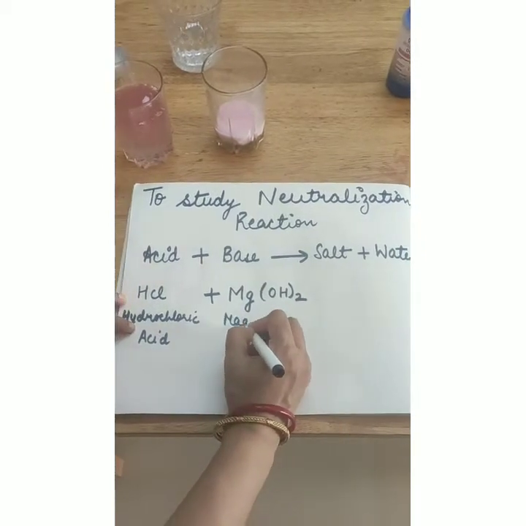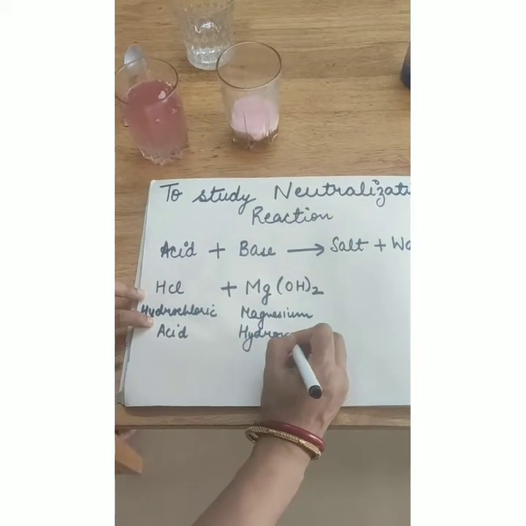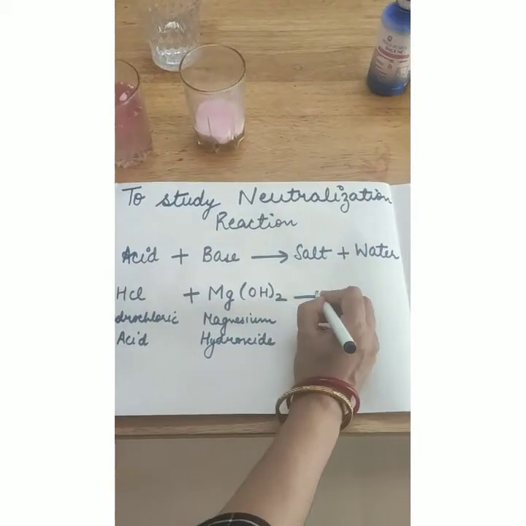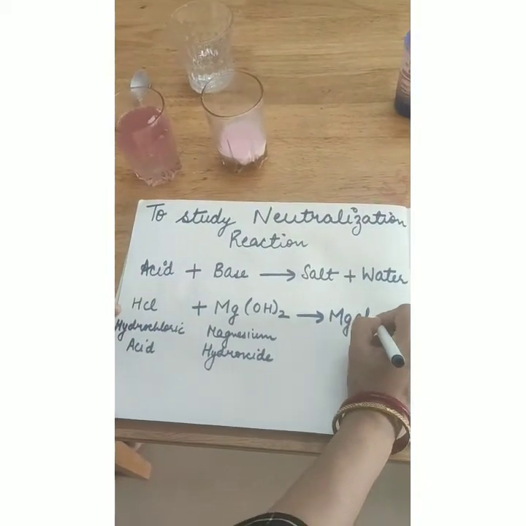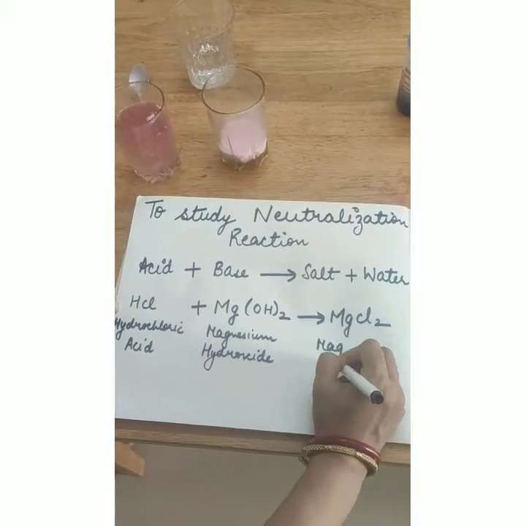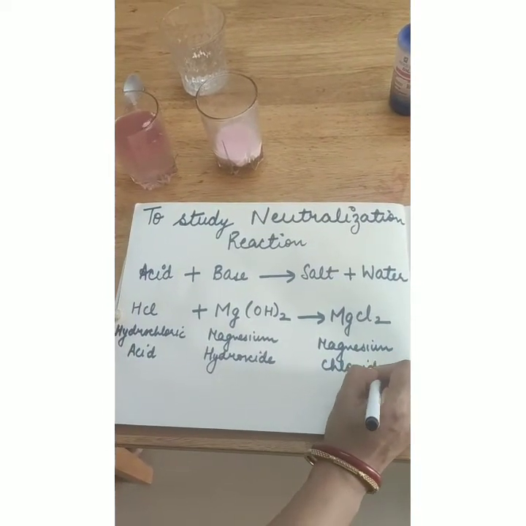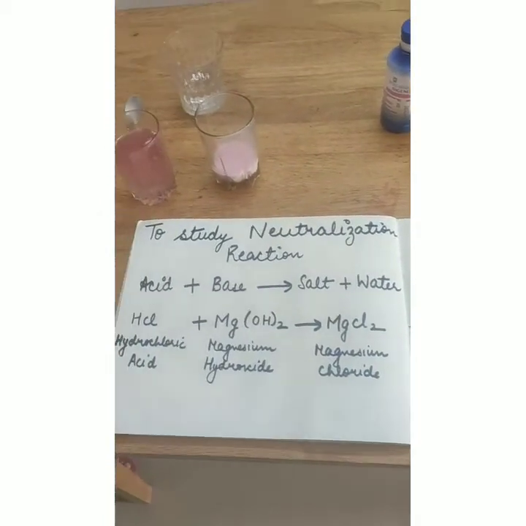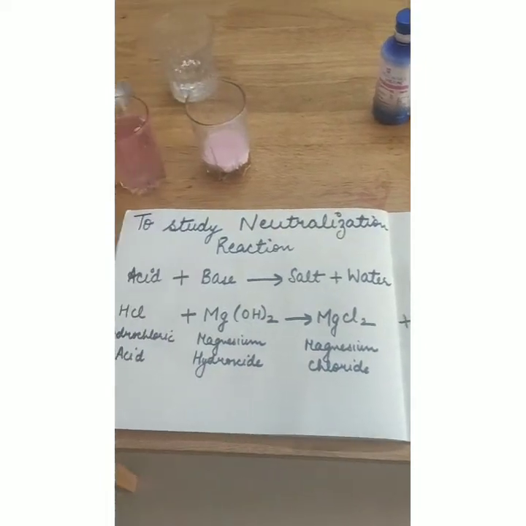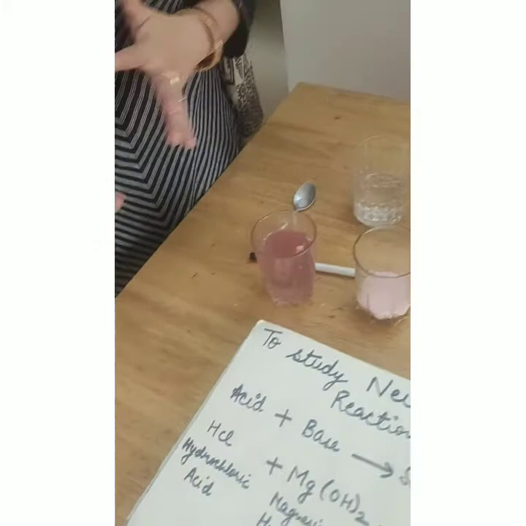So what do we write here? Magnesium hydroxide. Now this results in the formation of a salt. And what is the name of the salt? It is called MgCl2. It is called magnesium chloride, and it gives you water, which you can see. It is water here, right? So this is the chemical reaction involved in this experiment. A very simple, basic neutralization reaction that I've tried to perform in front of you.